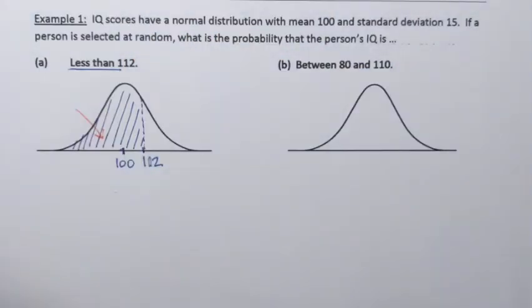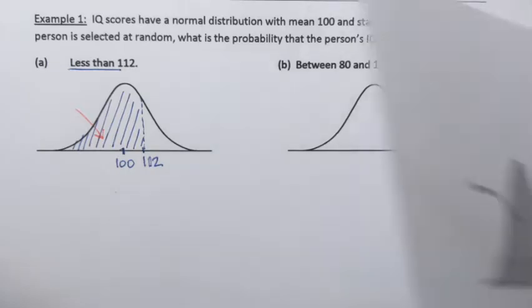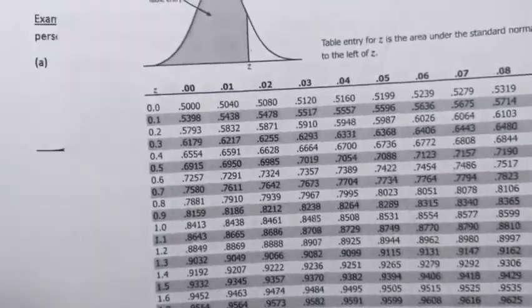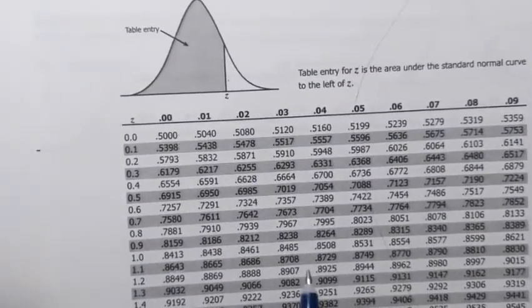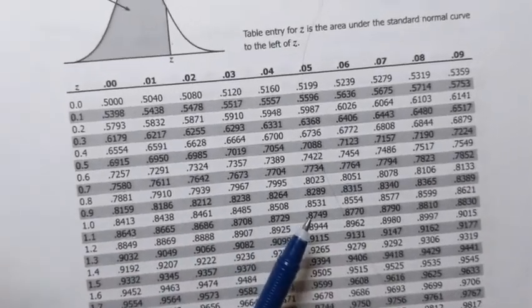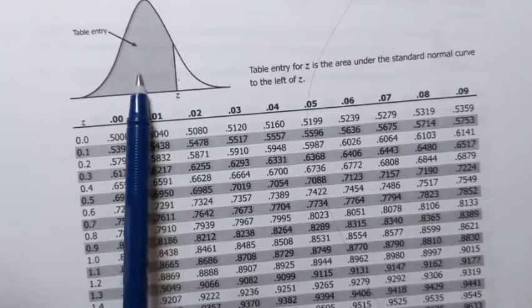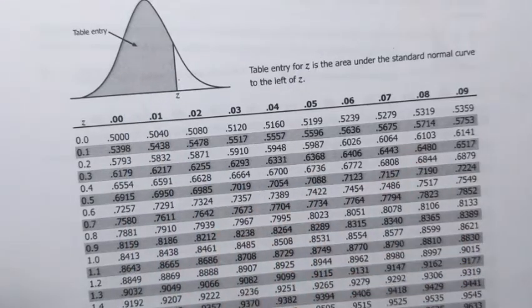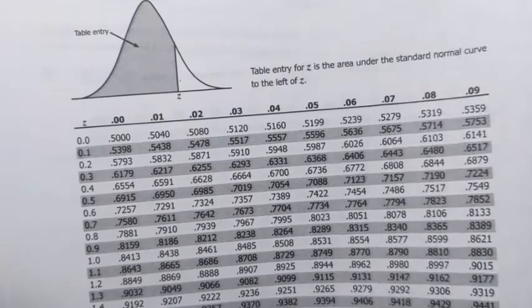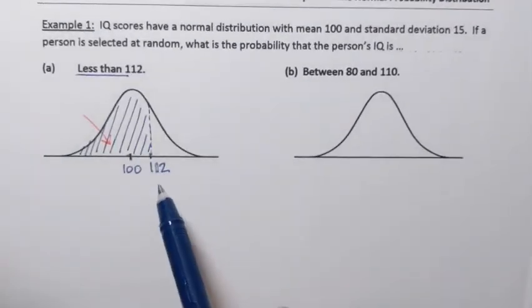Well, to find this area using the Z-table, here it is, I need to know the Z-score, right? Because all those areas under the normal curve are shaded right here. These are all those numbers. But to get access to those numbers or to find the right number in this table, I need to know the corresponding Z-score. So in other words, I need to find the corresponding Z-score for this value, 112.